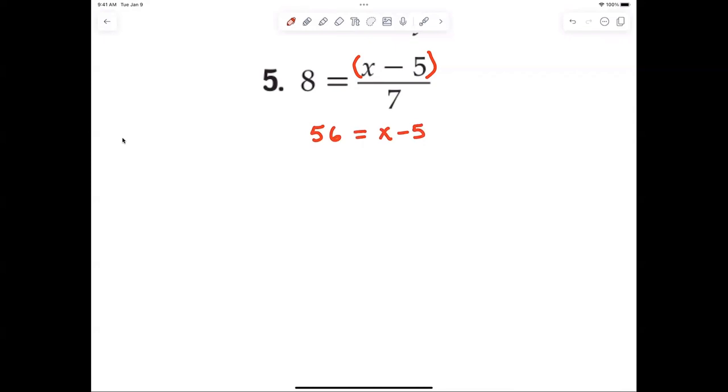Add 5. So my final answer is x equals 61. Good for you, Mr. Grieve. And as soon as you get behind, I promise you, as we go down the page, it's getting what? It's getting harder. So if you don't know number 1 and 3 and 5, then you're not going to be able to do the rest of them. So speak up now, Mr. Grieve.